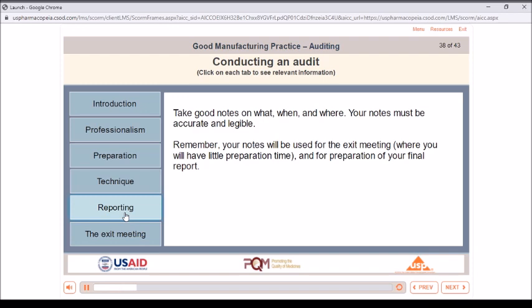Reporting. Take good notes on what, when, and where. Your notes must be accurate and legible. Remember, your notes will be used for the exit meeting, where you will have little preparation time, and for preparation of your final report.